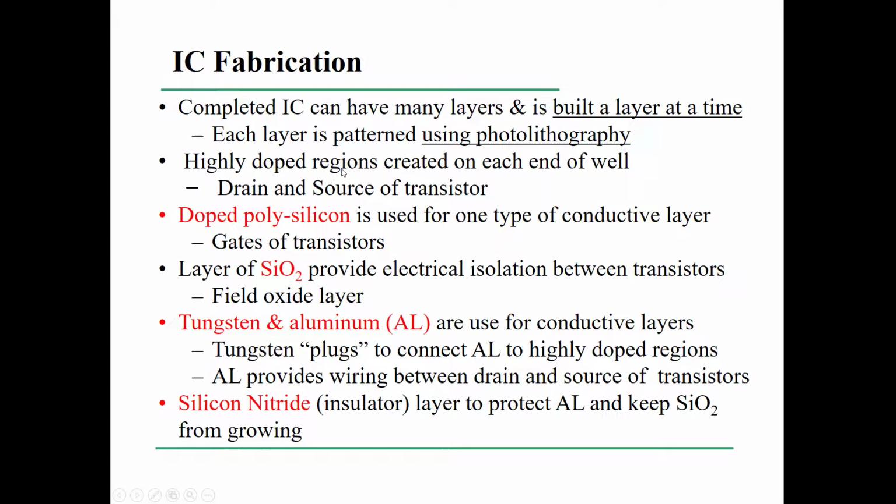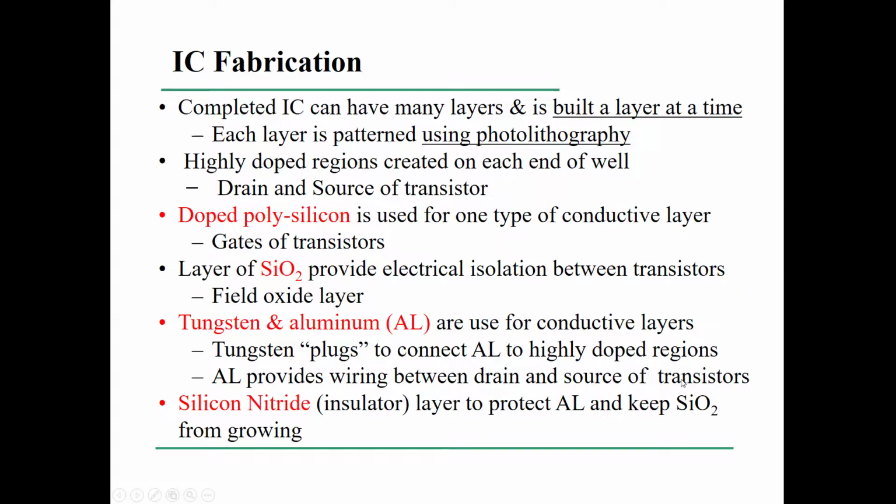I already mentioned on the previous slide that the highly doped regions on each end of the well are the drain and the source of the transistor. The gates of the transistor are made with doped polysilicon. You have various layers of silicon dioxide that provide electrical isolation, either between the transistors or between the layers. Conductive material that's used: tungsten and aluminum. Tungsten is used to connect these highly doped regions, which are the drain and the source, to the aluminum, and the aluminum is what provides the connection between the drains and the sources of the transistors on the wafer.